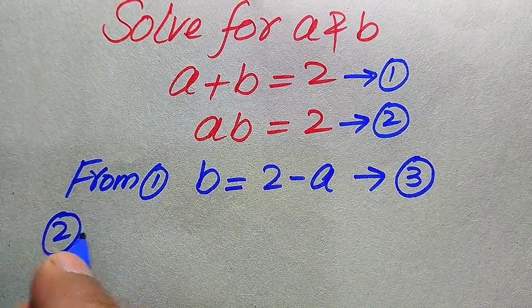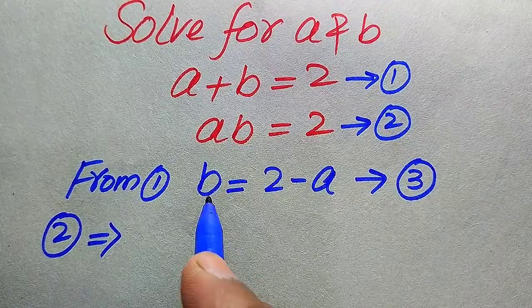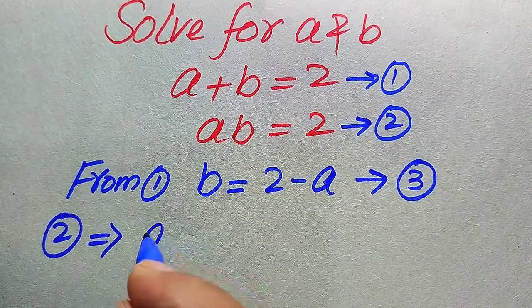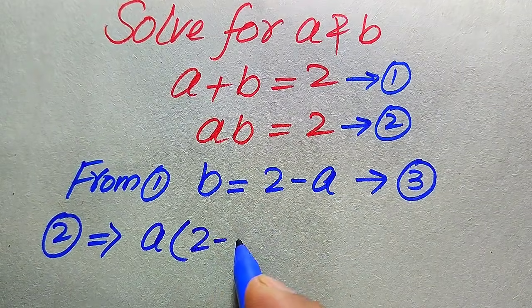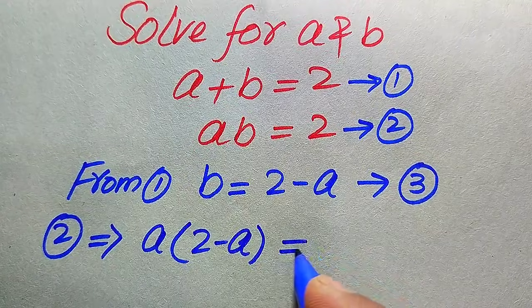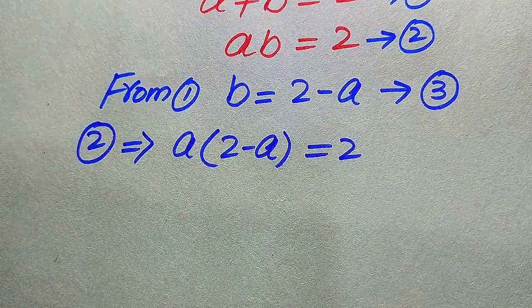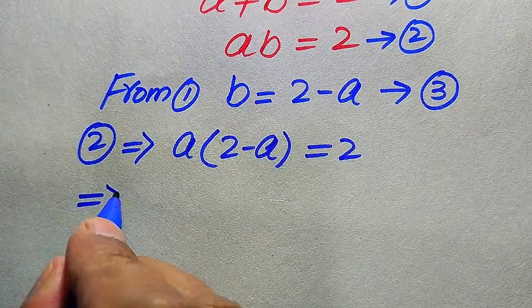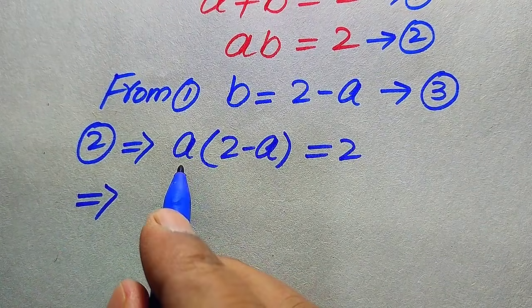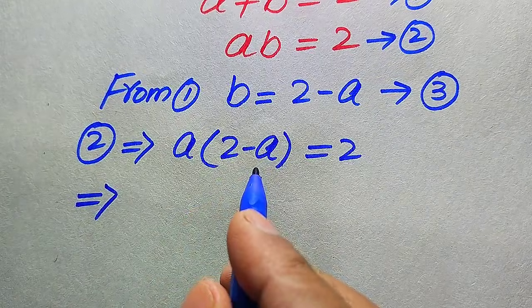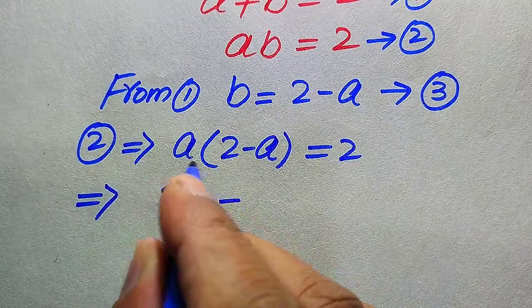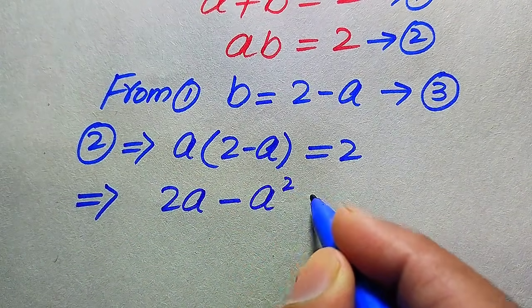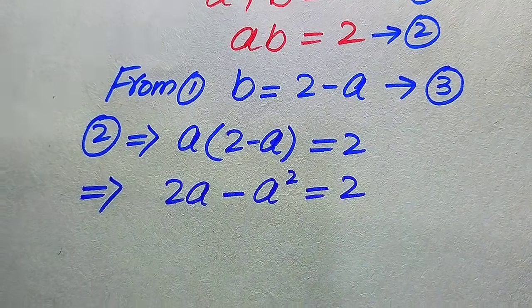So our equation number 2 implies that we put this value of b here, and it will be written as a times b, where the value of b is 2 - a, equals 2. And now further in the next step we need more simplifications, and it will be written as here we multiply this a separately on both of these two values, and it becomes 2a - a multiplied by a becomes a², equals 2.